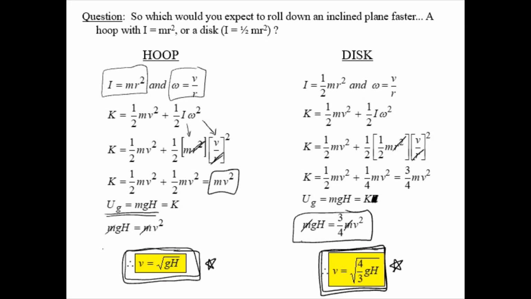Yet, they both will still manage to have the same KE total at the bottom of the hill. Okay? They both will have the same total amount of kinetic energy at the bottom of the hill because energy is conserved. The gravitational energy here is being converted to kinetic energy. The same thing for both. So they both end up with the same final kinetic energy.